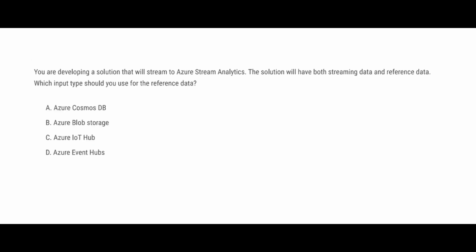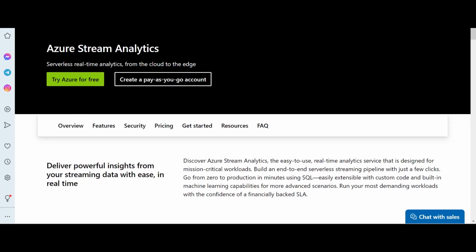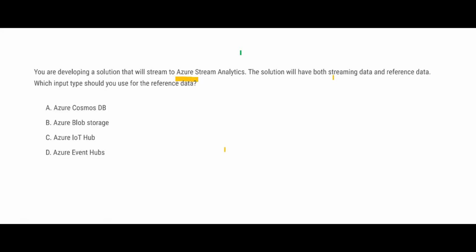Now let us look at this question. You are developing a solution, and you will stream to Azure Stream Analytics. You know what Stream Analytics is meant for: number one real-time analytics service. You will have streaming data and you will have reference data. Streaming data is the data coming in real time. Reference data is kind of a lookup.